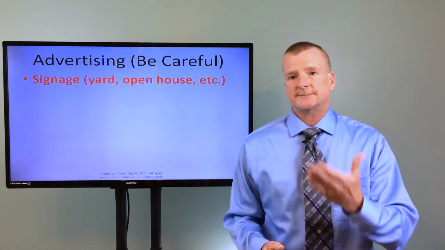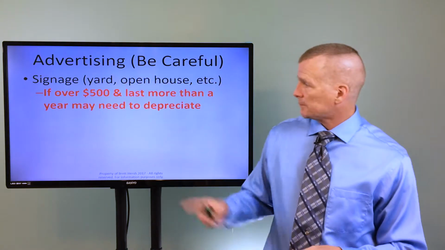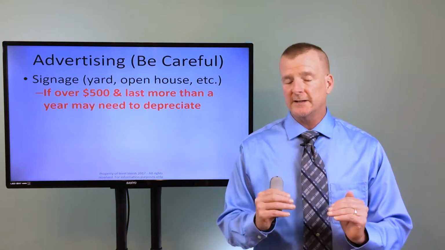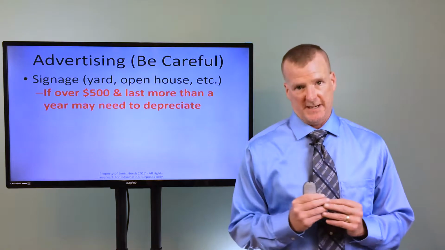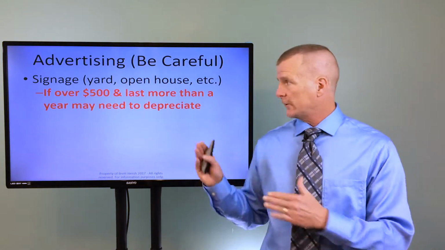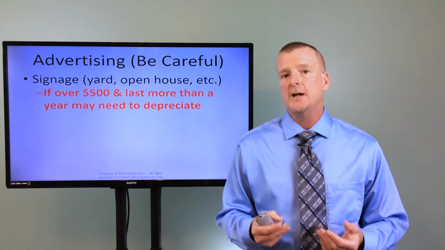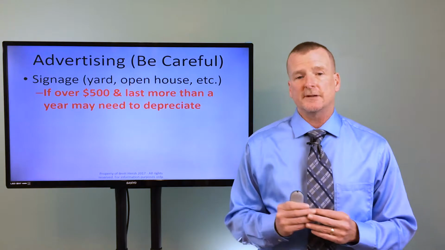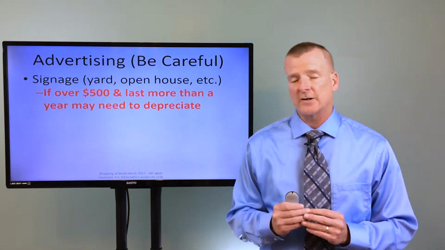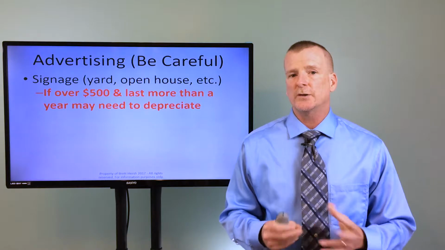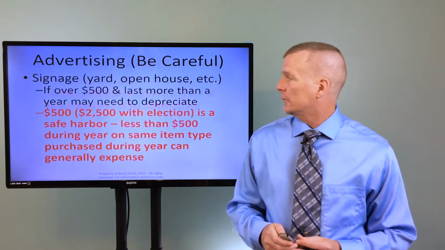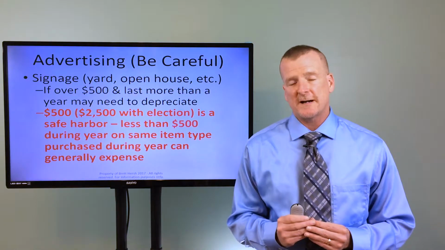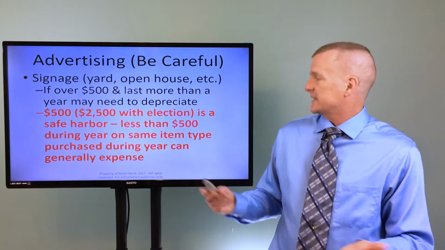So signage, yards, open house, etc. If you buy signs in bulk and you spend over $500 for those signs and they're going to last more than a year, you may have to depreciate these items, which we'll discuss later in the course. You can still get a write-off for it, but it's not really advertising at that point because you've really purchased what we call an asset that has a life over a year, and it's over $500, which is kind of a safe harbor that we use in our practice, which we'll discuss later when we get to depreciation. $500, it could also be $2,500 with an election is a safe harbor, as I just said a second ago.